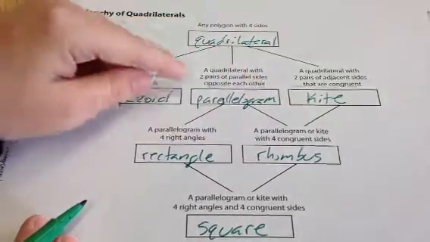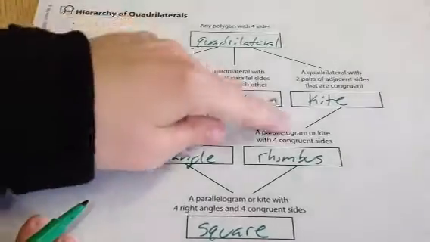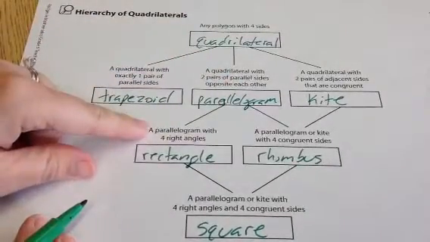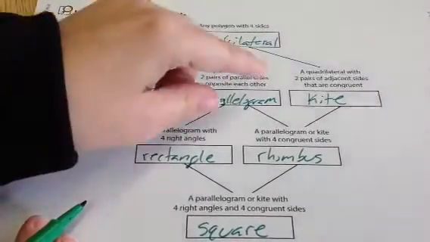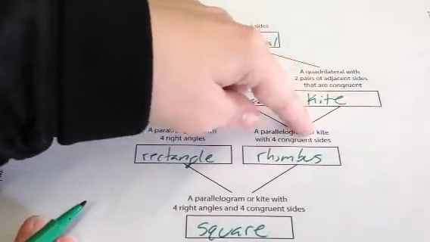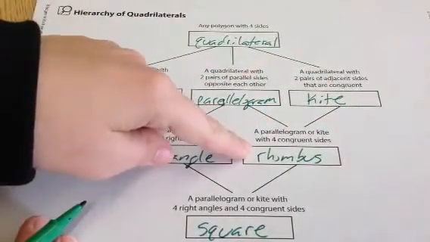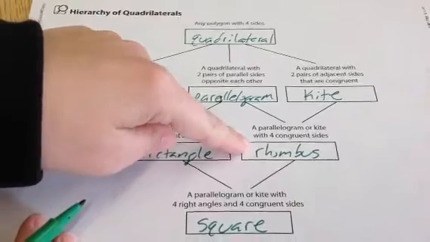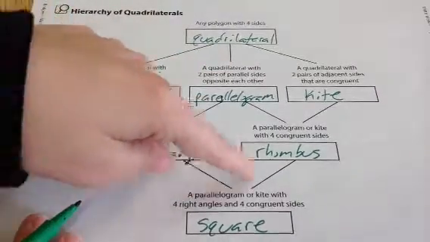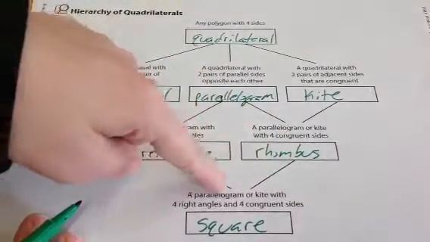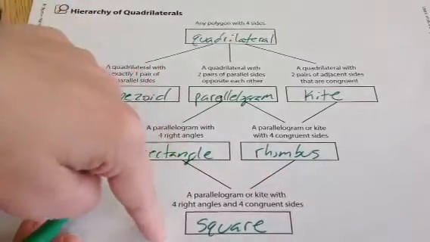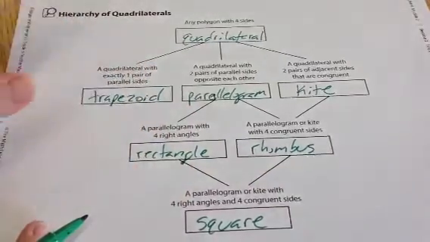a kite. And then from a parallelogram, we have 2 offshoots. We have a parallelogram with 4 right angles, which is a rectangle. And then we have a parallelogram and a kite with 4 congruent sides, which would be a rhombus. And then from here, we have a rectangle and a rhombus coming down. So a parallelogram or kite with 4 right angles and 4 congruent sides is a square.